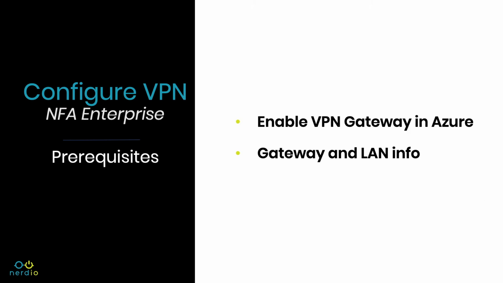From a prerequisite standpoint, what we need to do is obviously enable those VPN gateway services, and then we'll also need any gateway and LAN info for the connection we're trying to create over that VPN. Again, this would be gateway and LAN info for the client side or the non-Azure side of the equation.